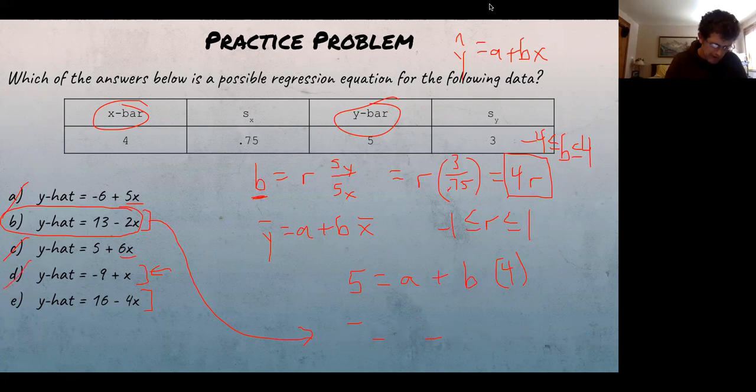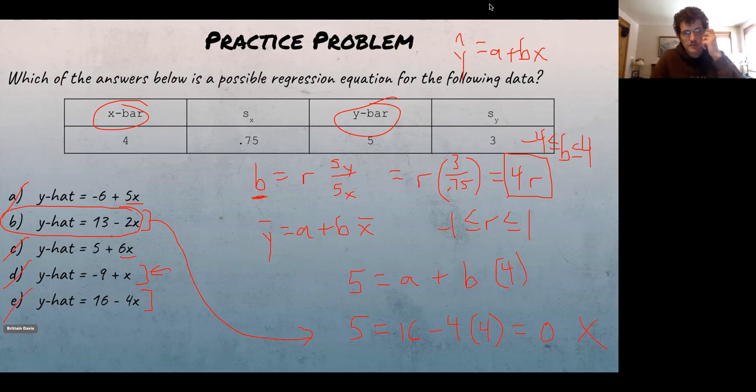It looks like we already have our answer, but in due diligence, I'm going to run through all of them. So y bar equals 16 minus 4 times 4. And 16 minus 16 is 0. 5 does not equal 0, so that equation doesn't work either. So the only one that worked was B. And again, I think this is a really interesting question because you really have to dig deep into the theory and the concepts behind it. But there you go.